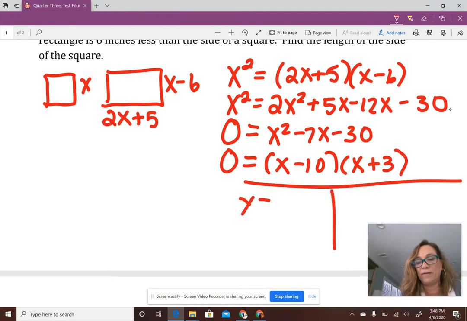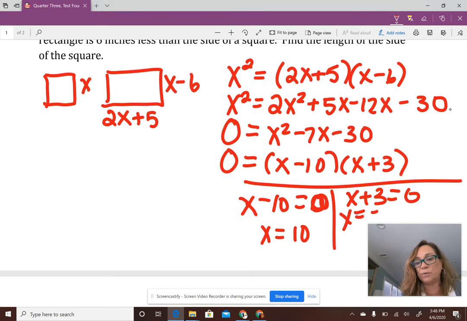Set x minus 10 equals 0. So x equals 10. x plus 3 equals 0, so x equals negative 3. That gets rejected because the length of the side of a square, rectangle, anything, it can't be negative. So x is 10.